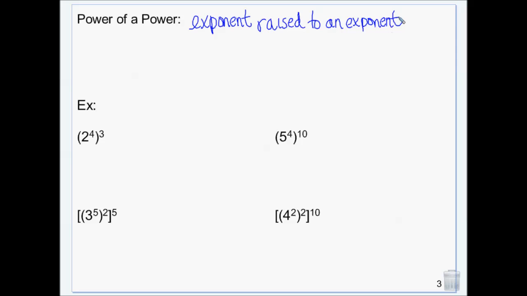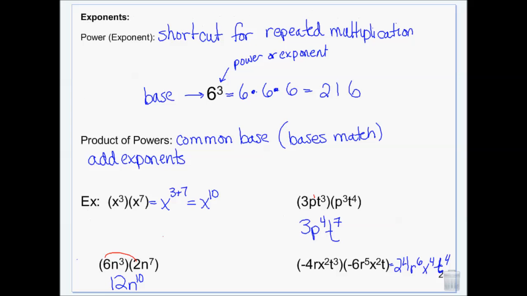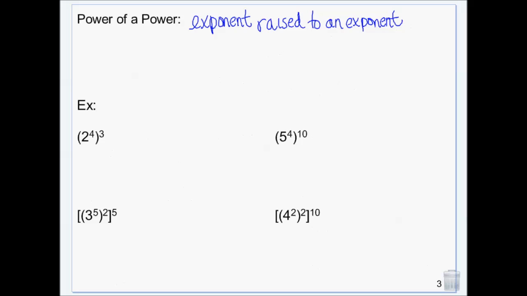Okay, and before I go further, you'll notice the difference. If you look at these examples, you have one set of parentheses with a power outside, whereas on this one you have parentheses next to each other. So this is being multiplied together, and this is being raised to a power.